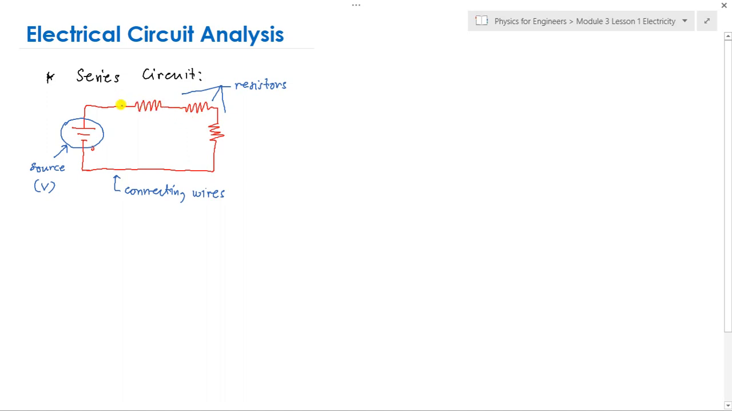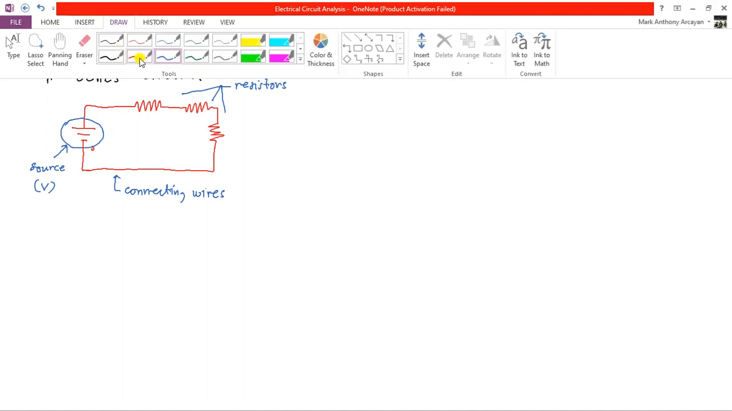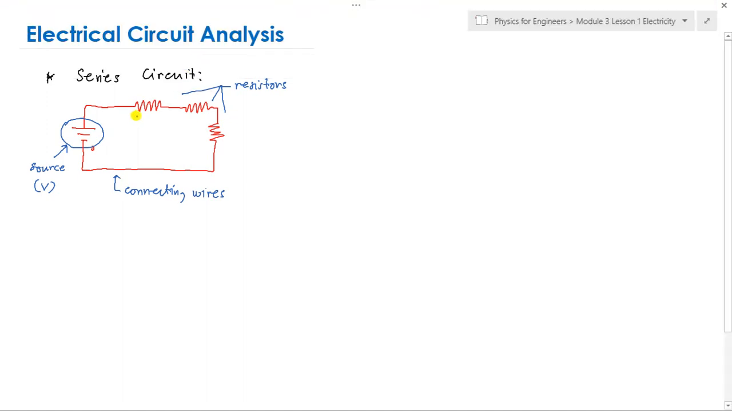Why? Because they are connected in series, meaning the end of one connects to the front of the next, end to end connection, and the other end of that one connects to another. That is what series means. And then let's label these as R1, R2, and R3.